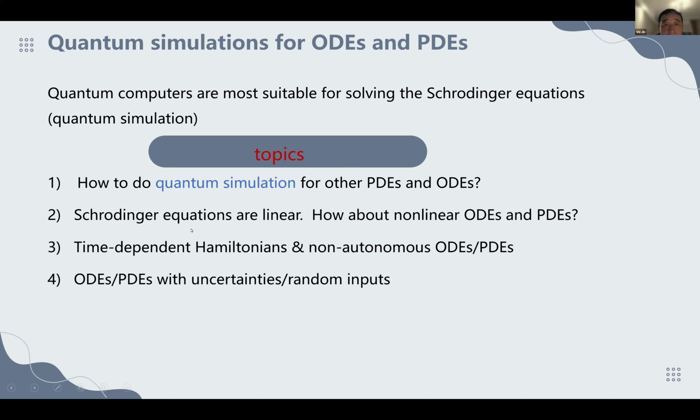And the second question: quantum mechanics is essentially linear. The Schrodinger equation is a linear equation. Then how about nonlinear equations, nonlinear ODEs and PDEs? Can you do quantum simulation for nonlinear differential equations?